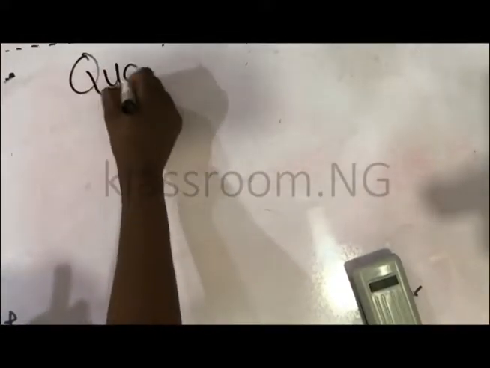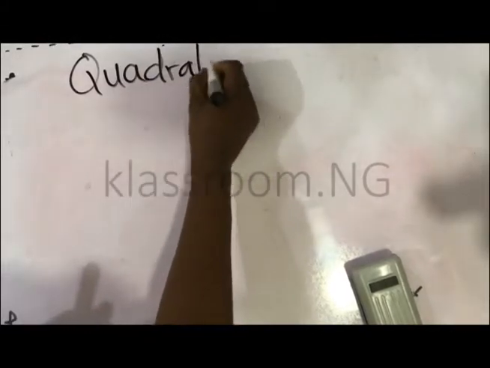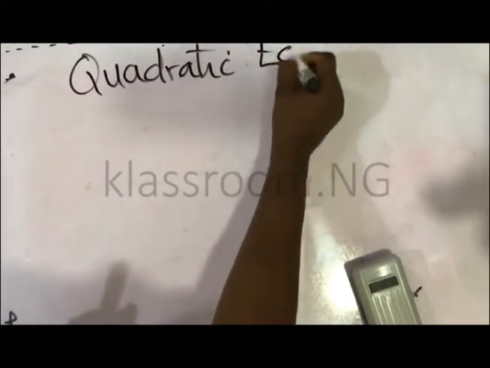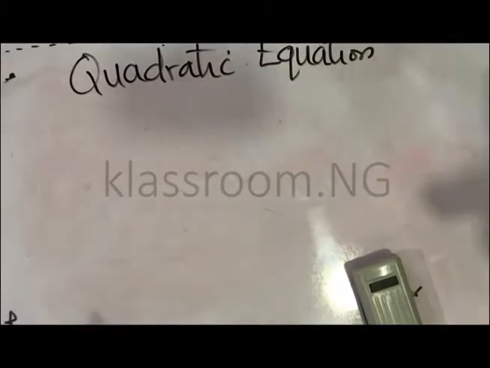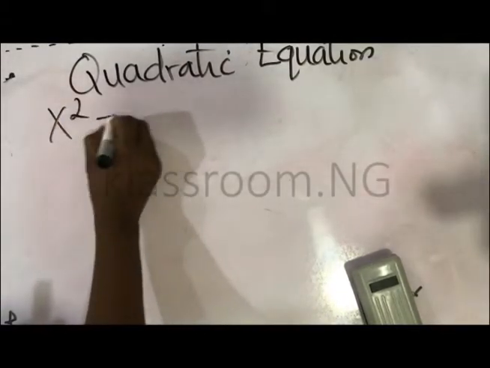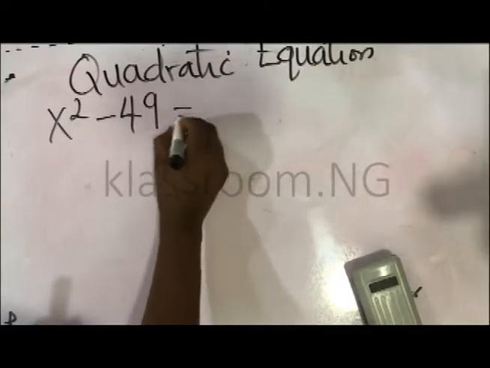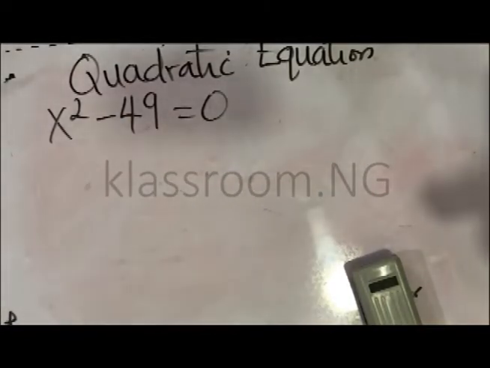Quadratic equation. So we have x squared minus 49 equal 0. We're going to use perfect square to solve this question. But I'll explain what perfect square is. Perfect square is the square of the same number.